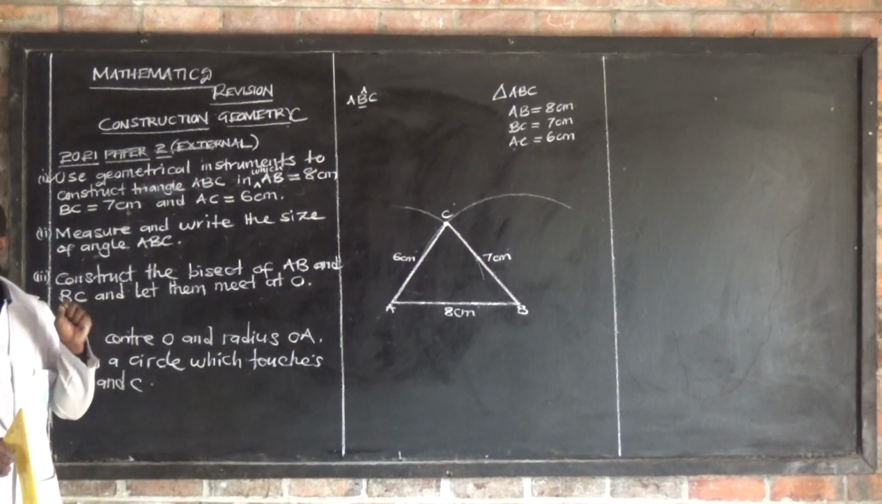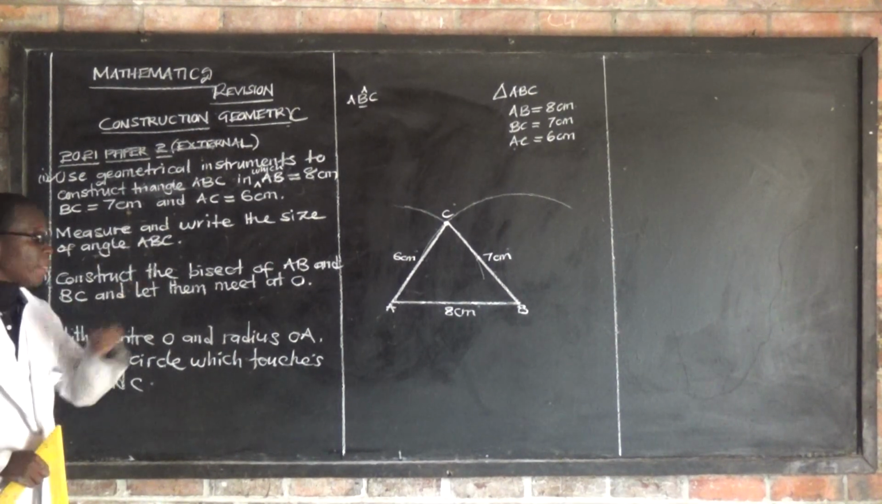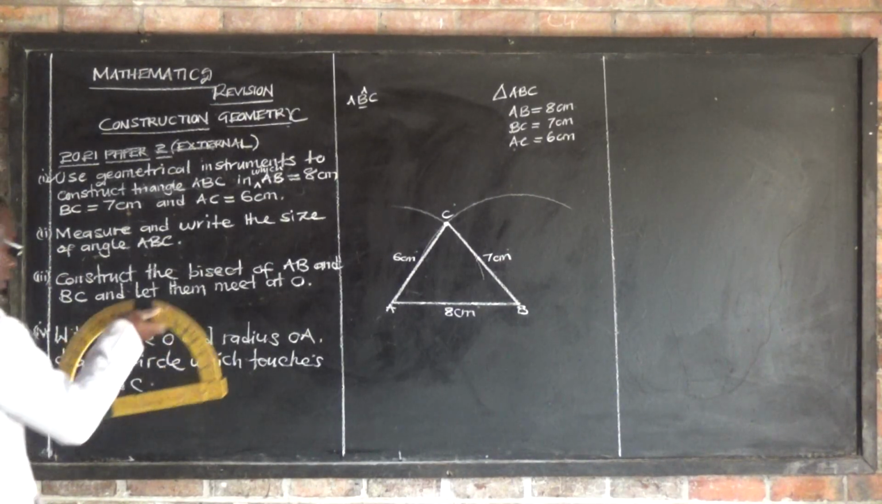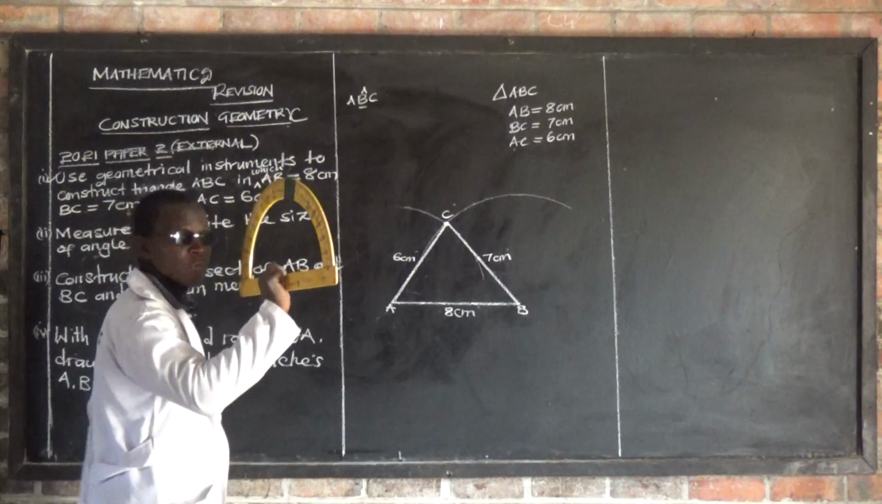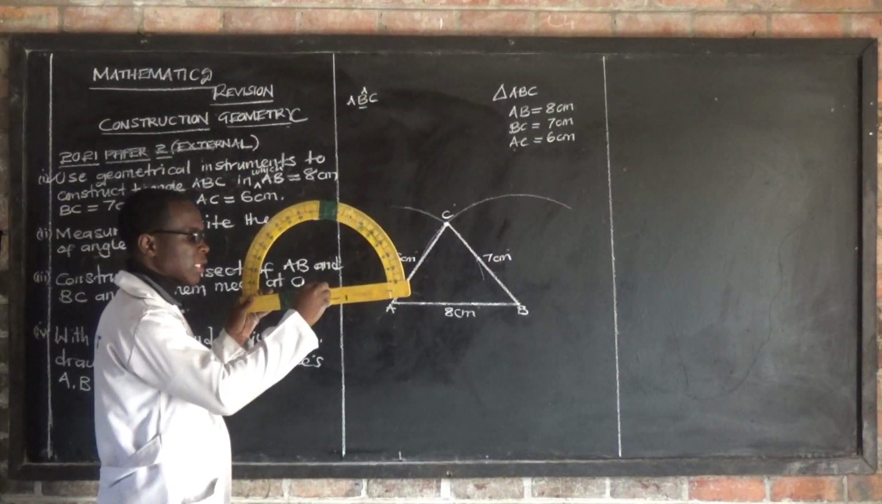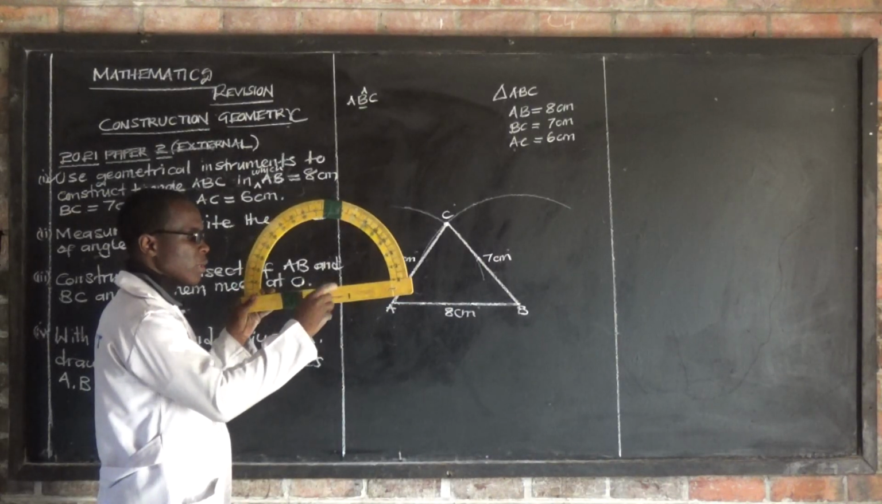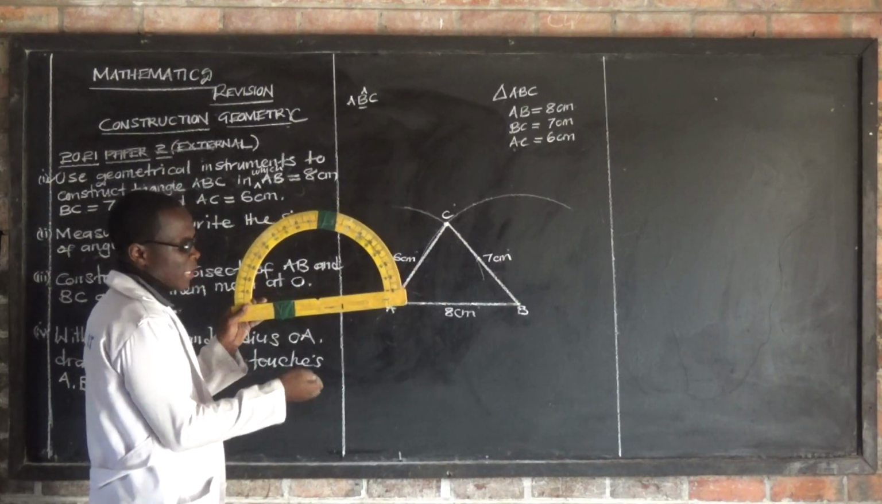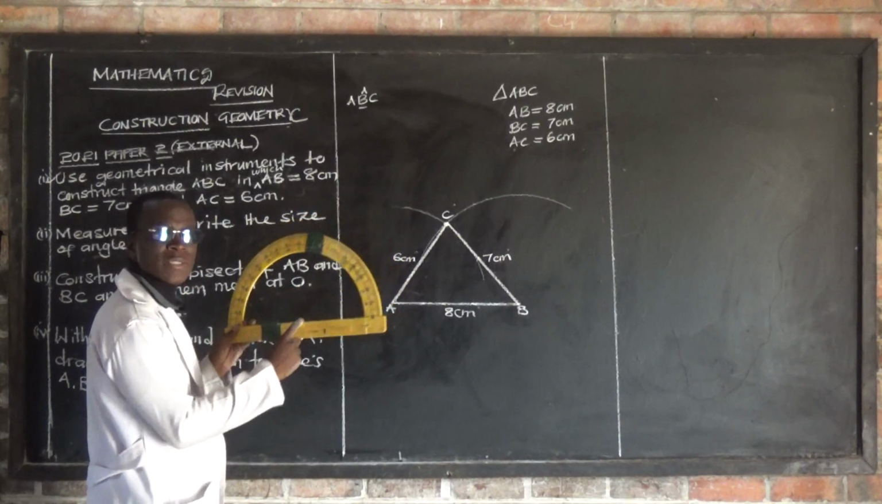Measuring an angle, we use a protractor. Are we together? Measuring an angle, we use a protractor. So this is my protractor. This is what we call a protractor. Are we moving together? This protractor has got a center. This is the center of my protractor. I need to put this center of my protractor at point B.